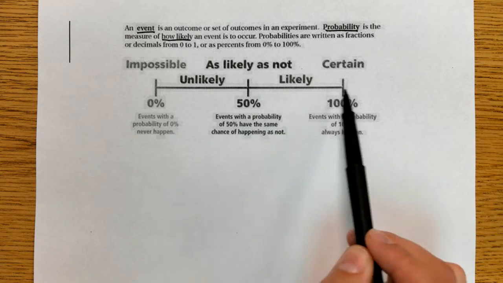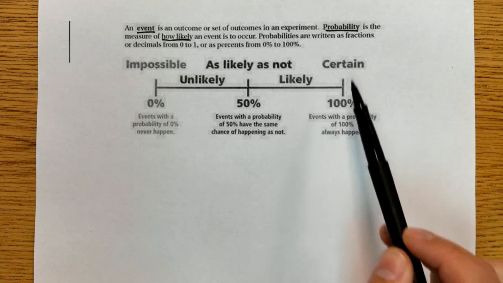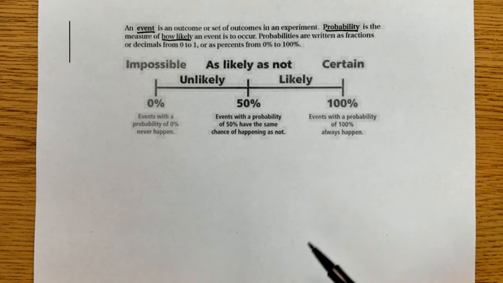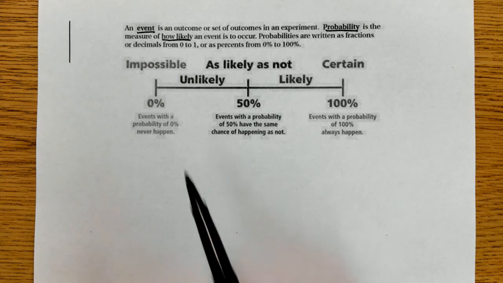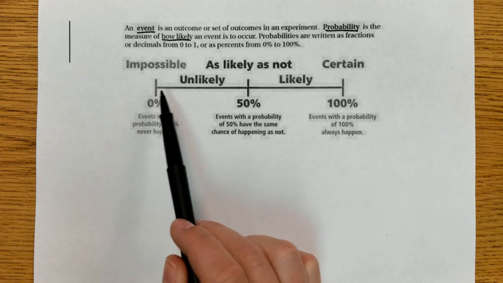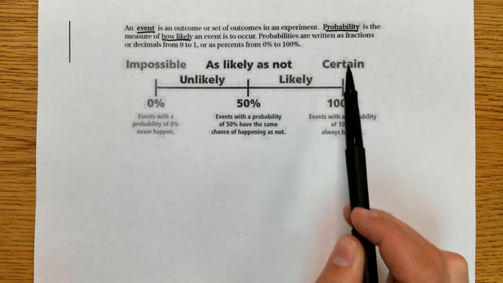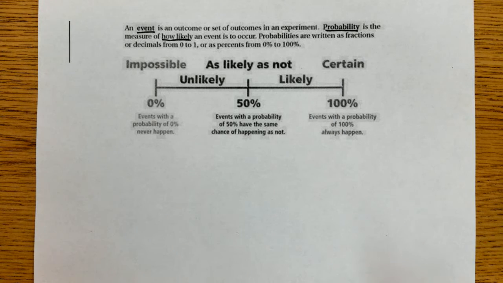Then the range from 50 to 100% would be pretty likely. And then 100% is certain. Events with a probability of 100% always happen. Okay, so we have this range from 0 to 100%. So we're going from impossible, unlikely, as likely as not for 50%, likely, and then certain is 100%.